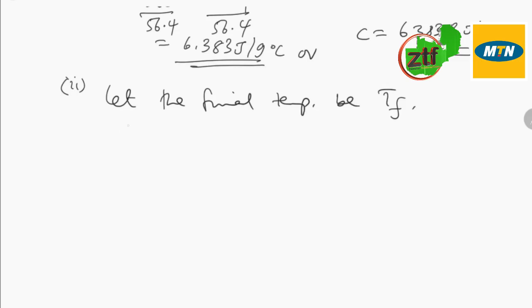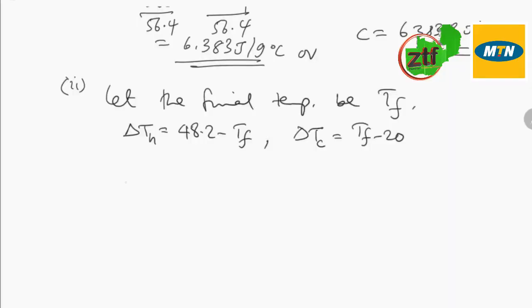The change in temperature for the hot water will be 48.2 minus TF. And then the change in temperature of the cold water will be TF, which will be bigger, obviously, minus 20. So the meaning here is that energy that will be lost by the hot water will be the energy that will be gained by the cold water.